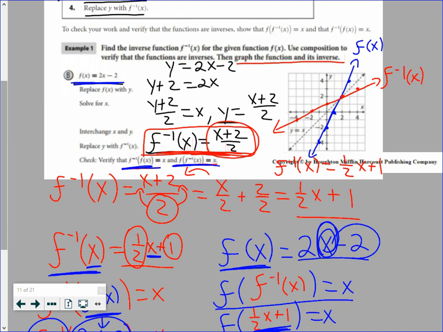Something to pay attention to is that each of these pairs of points are actually equal distance away from that y equals x line. They're just as far away from that line as the other point is. And that's what it needs to be, reflected over that y equals x line. That line cuts them right through the middle, basically.